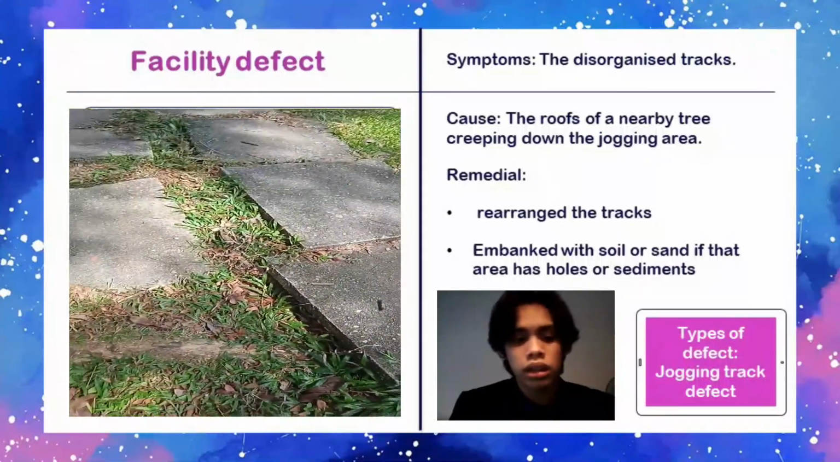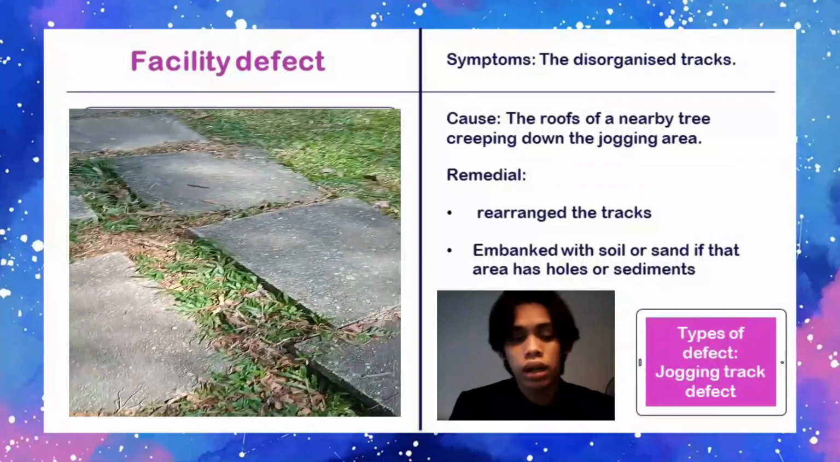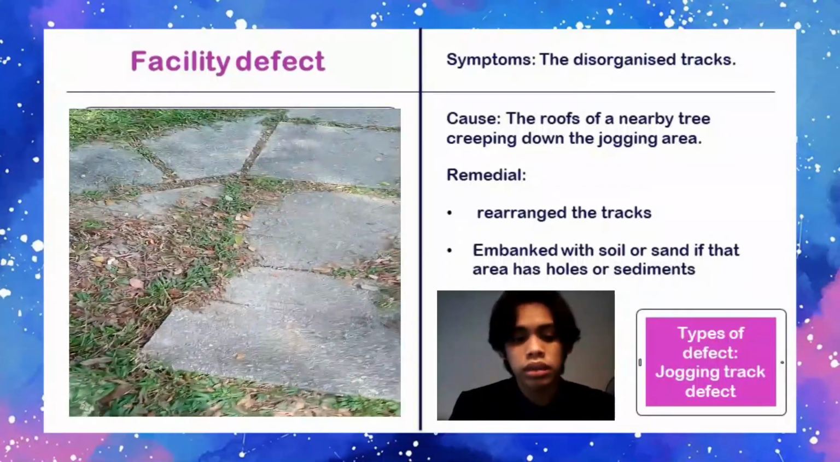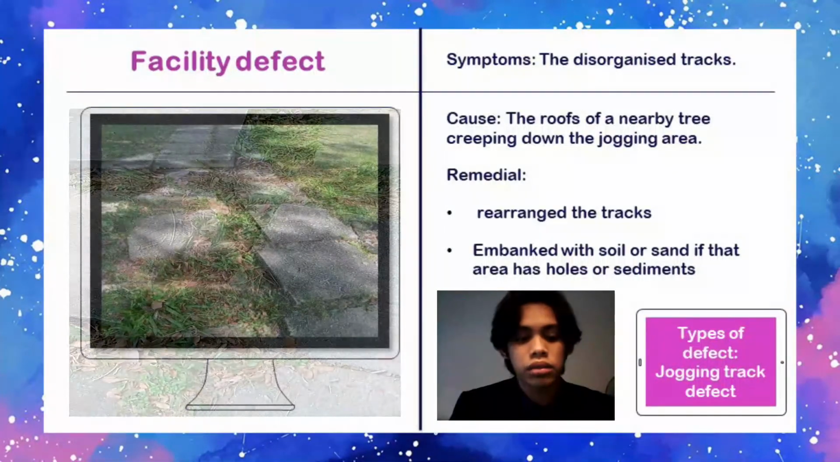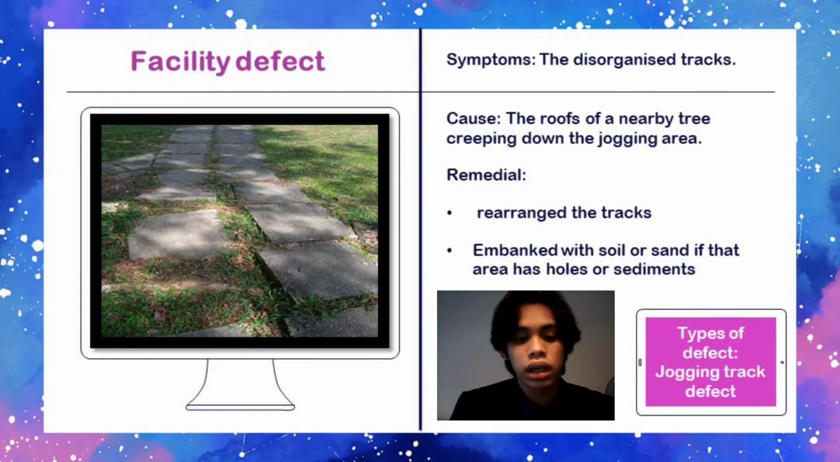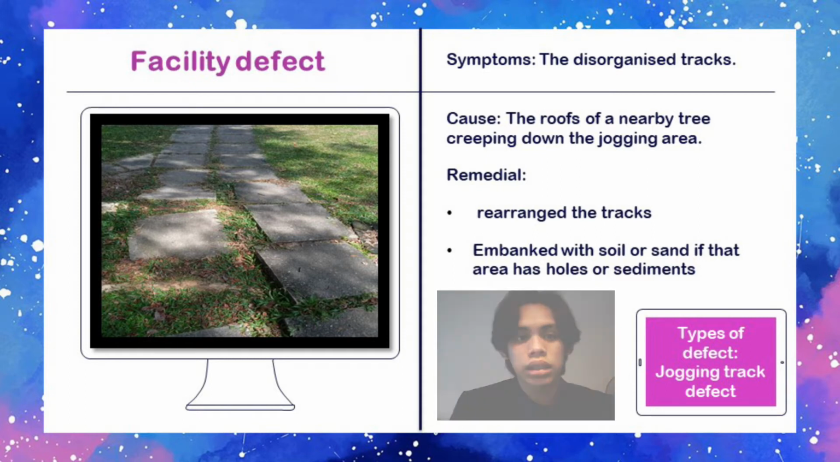The cause is that the jogging track area becomes disorganized as a result of the roots of a nearby tree creeping under the jogging area tracks. For the remedial, each disorganized section should be rearranged and embanked with soil or sand if that area has holes or cement.